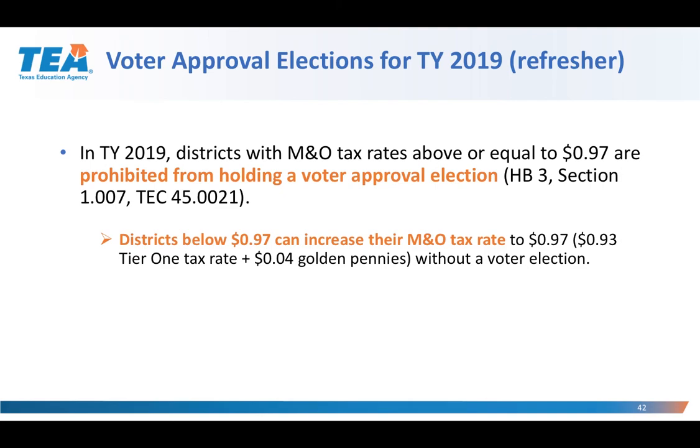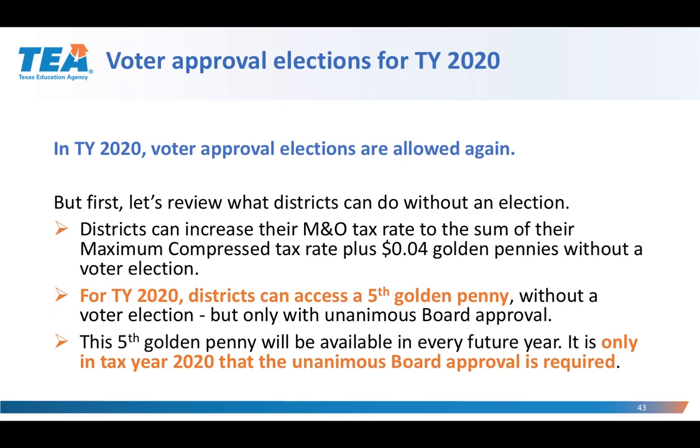Districts with M&O rates above or equal to 97 cents after compression are largely prohibited from holding a voter approval election. Districts below 97 cents were allowed to increase their M&O tax rate up to 97 cents, which is the Tier 1 tax rate of 93, and the 4 golden pennies that are allowed without a voter election. So in 2020, voter elections are allowed again. But first, let's review what districts will be able to do in 2020 without an election.